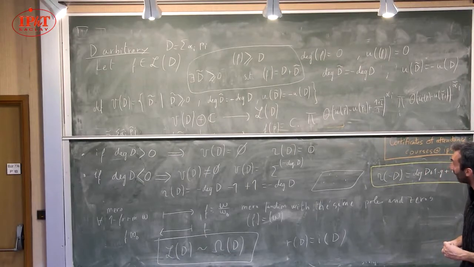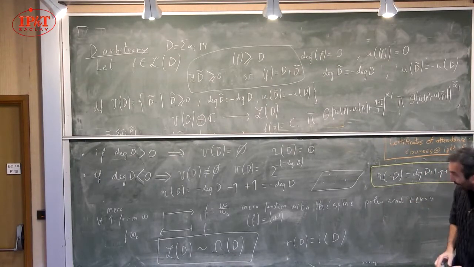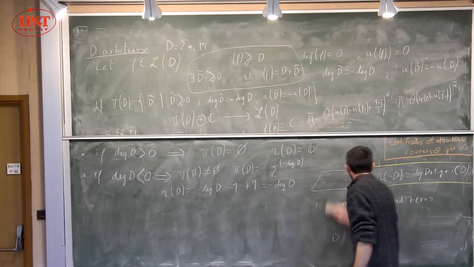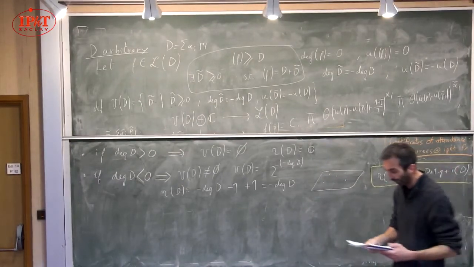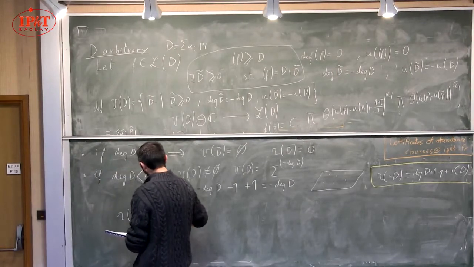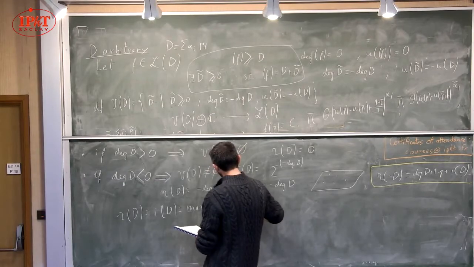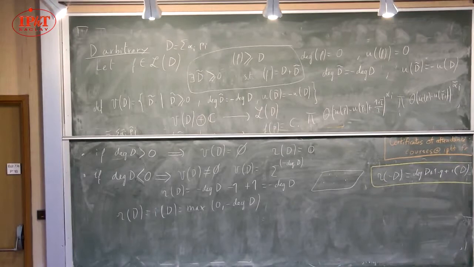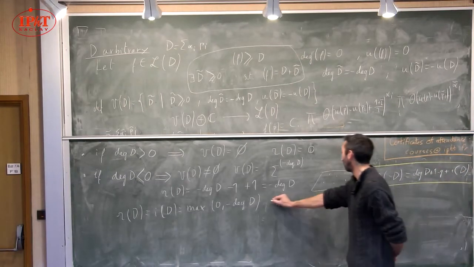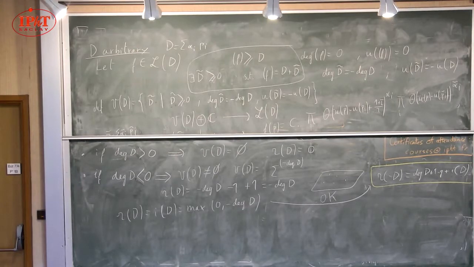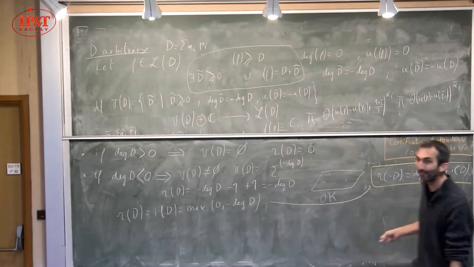The case degree of D equals 0 is very similar to do, so let me not do it. But in the end, you can check what is always true: r of D, which is the same thing as i of D, is the max of 0 and minus degree of D. And you can check that this satisfies the Riemann theorem. When you go to minus D, you get the inf. Or you can just check the two cases, degree of D positive, degree of D negative, and see that it's always true.